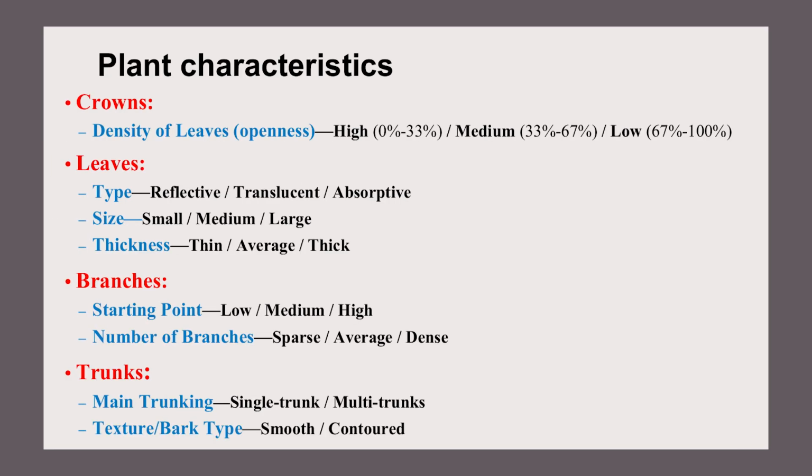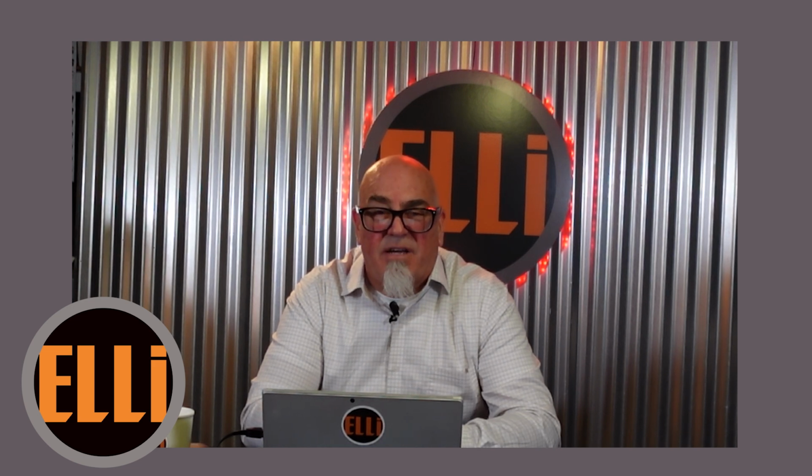All right, let's move on to branches. With branches, I like to look at two different aspects or characteristics. One is the starting point. Where does the branching start? Is it at a low level, a medium level, or a high level? Again, these are undefined measurements, but the way I like to look at it, on trees, 0 to 3 feet would be a low starting point, 3 to 8 feet might be a medium starting point, and high is anything 8 or 10 feet above. Typically you'll start seeing branching at those different levels.